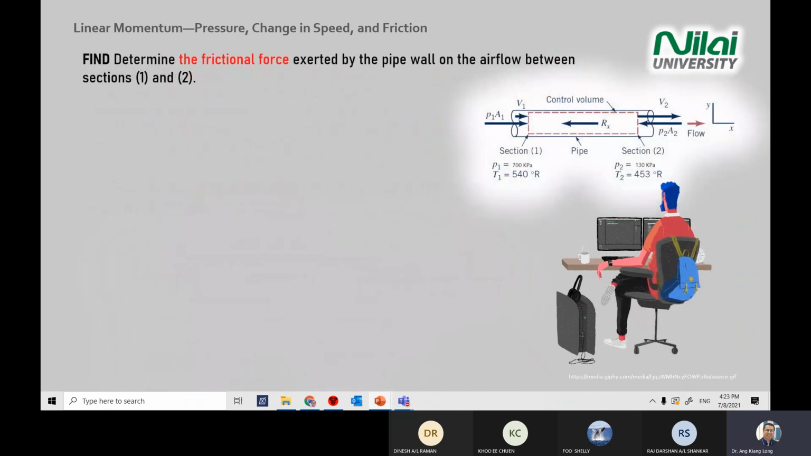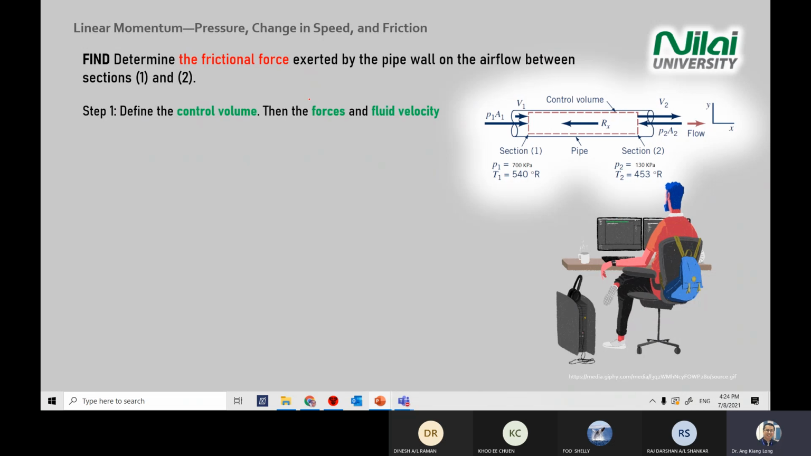Okay, let's try to solve this question. We need to find the friction force. So the first thing is to see where your control volume is, which is the red dotted line here on the right-hand side of your screen. And then we need to know what our forces and fluid velocity are. This is the first step every time you solve control volume problems. You look for your CV, control volume. You look for your forces.